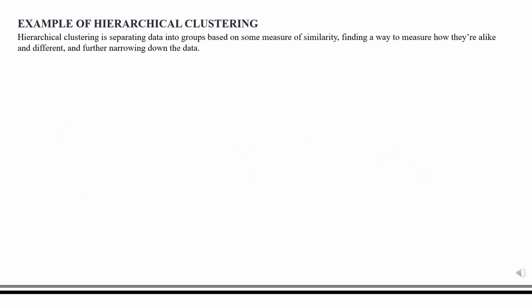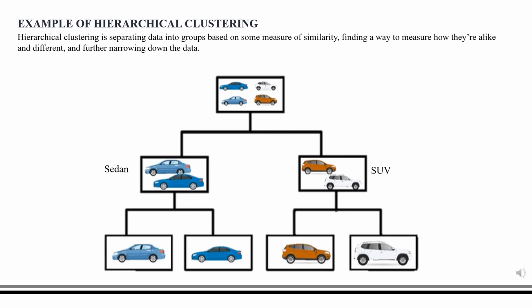An example of hierarchical clustering. Hierarchical clustering is separating data into groups based on some measure of similarity, finding a way to measure how they're alike and different, and further narrowing down the data. Let's consider that we have a set of cars and we want to group similar ones together. Look at the image shown below.